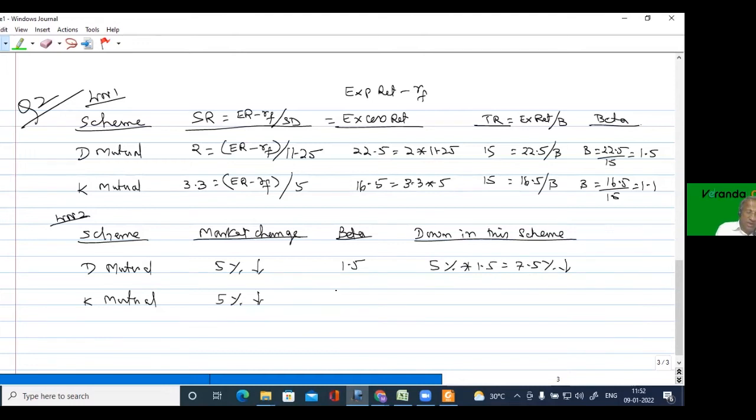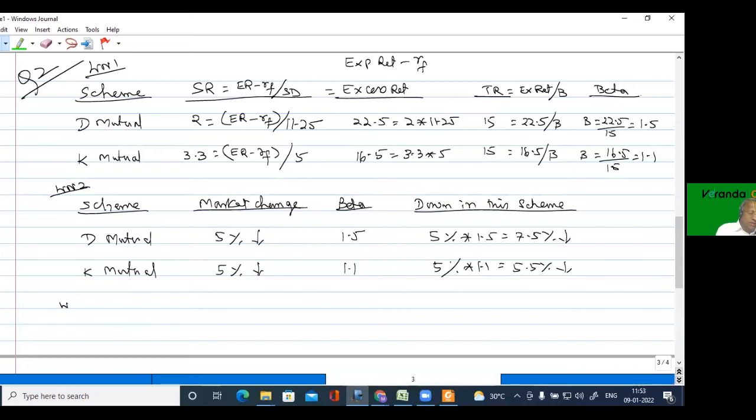5% down here would mean here it is 1.1 times. So 5% into 1.1, which is equal to 5.5% down. So this is going to be the fall in equity shares.